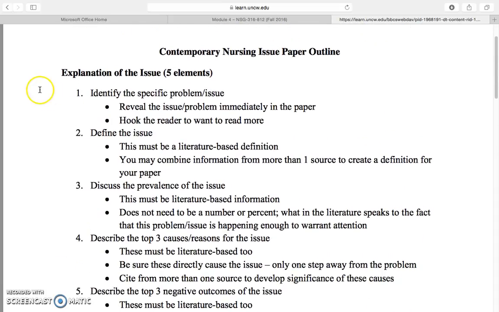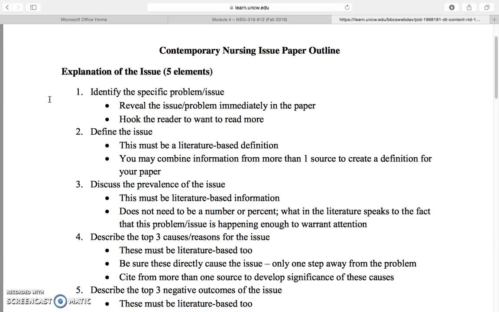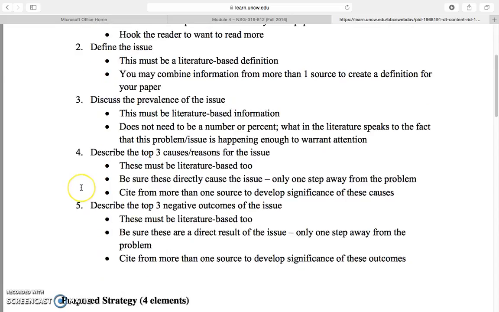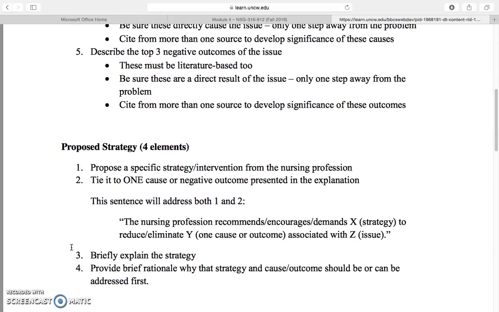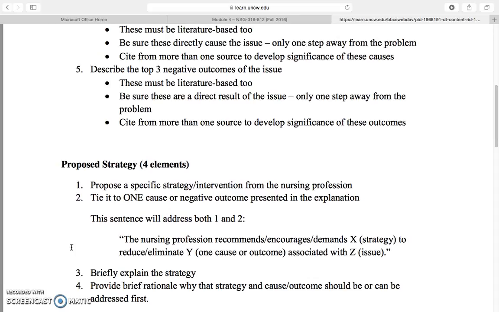The other important thing is this is not a bulleted or outlined form of a paper. This is a paper that should be written in paragraph format, in APA format, with a cover page, a body, and a conclusion. So even though we have bullets here on your outline, you don't want to submit your drafts or your final paper in bulleted format. You want to submit that in paragraph format.